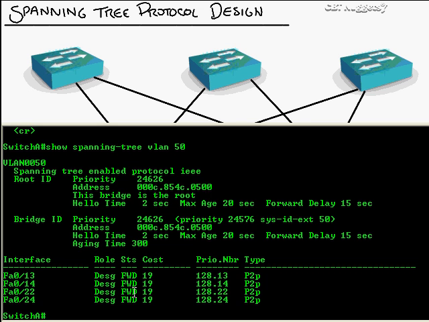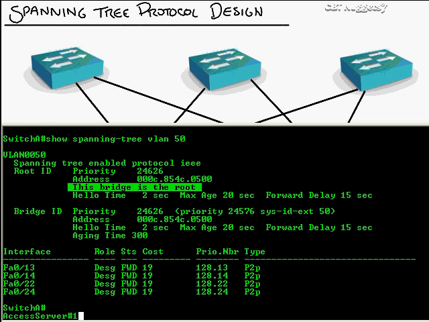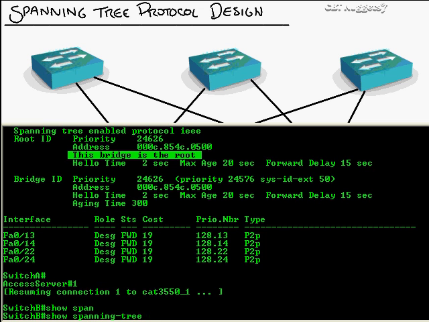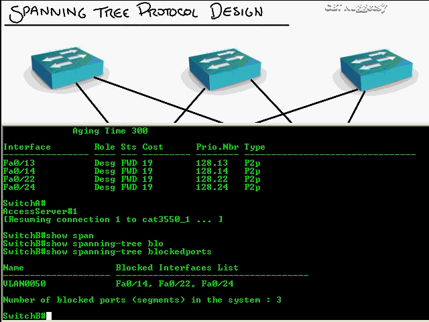I'm on switch A right now, which is the root bridge. You can see this is the root for VLAN 50. So let's jump over to switch B that has some ports blocked. Okay, I'm just going to do a show spanning tree, just blocked ports. And we see for VLAN 50, since we manually set the root, switch A is the root for VLAN 50, switch B went ahead and blocked its redundant links.